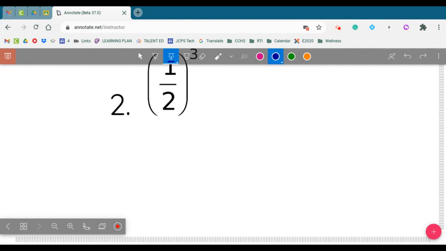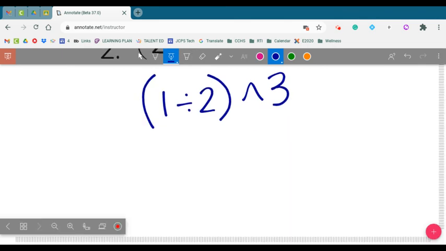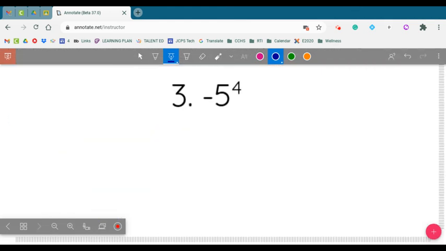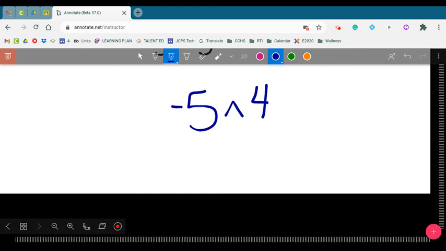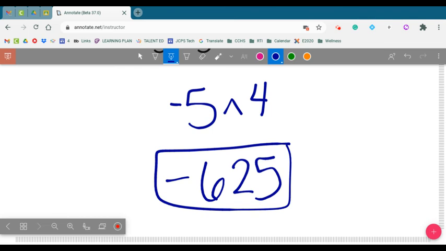Okay, next one, 1/2. In your calculator, do 1 divided by 2, and then do your caret and 3. It's going to give you 1/8. So make sure you're trying to practice these in your calculator. Now this one, all you have to type in is -5 and then to the 4th power. This will give you -625. The reason is that negative is not inside the parentheses with the 5.